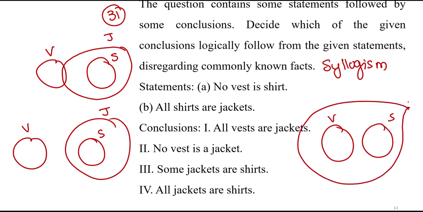No vest is a shirt. All shirts are jackets. See? Now, all vests are jackets. True here, but failed here. Sorry, failed here and true here. Here also it fails, so the first one fails. Next one, no vest is a jacket. True here, failed here and here.